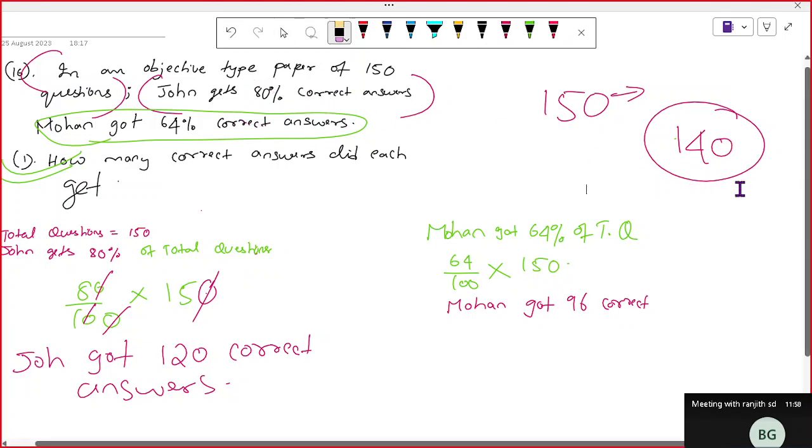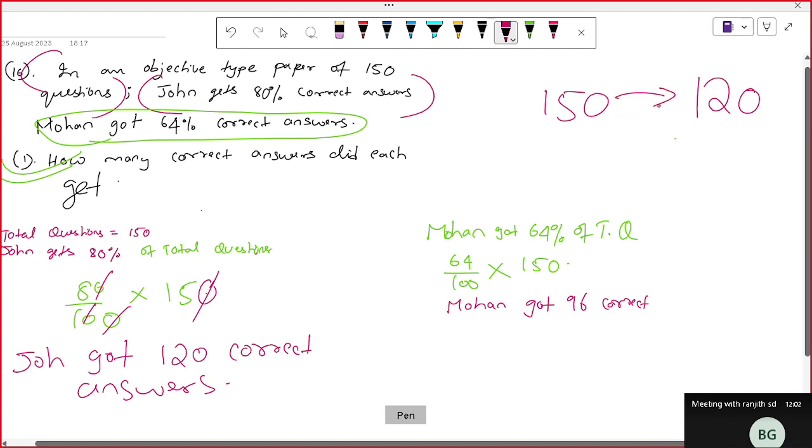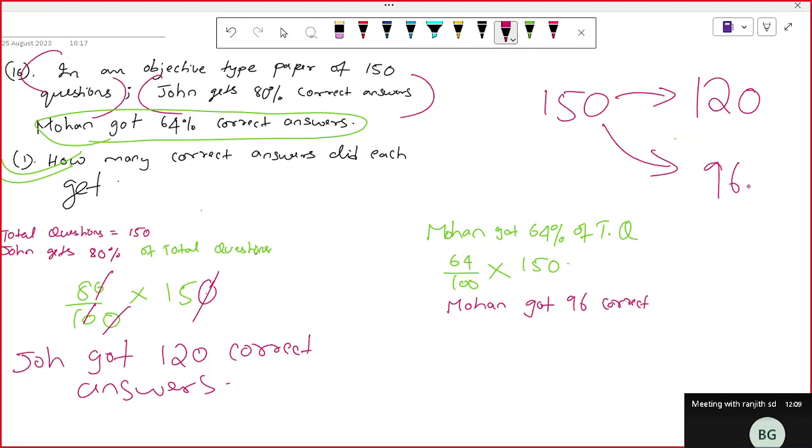Okay, so John got 120 correct answers. Out of 150 marks, John scored 120. How much did Mohan score? 96. Whose value is more? Who scored more? John.